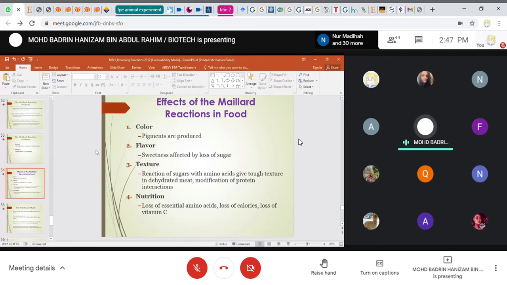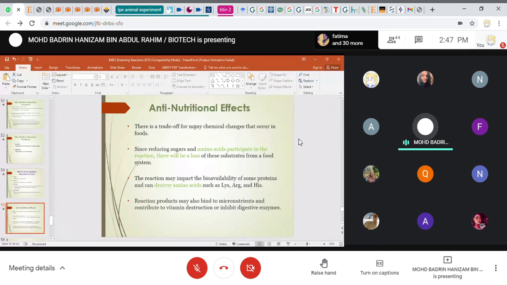Less sugar is left in the product. Texture: the reaction of sugar with amino acid gives a tough texture in dehydrated meat. Through modification of protein interaction, the muscle protein of the meat will become tougher, and you can have nutritional loss as well: loss of calories, loss of vitamins during the Maillard reaction.